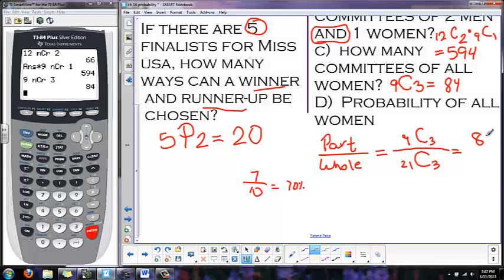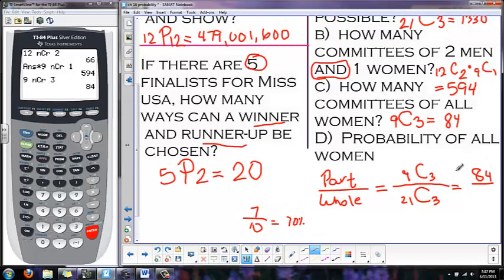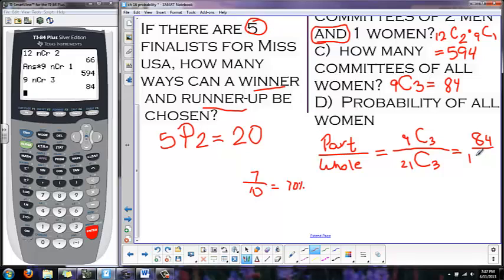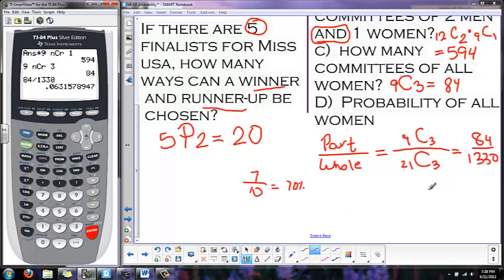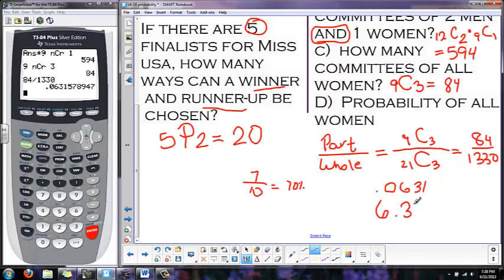This is 84, and that was 1,330. So to find the probability, you just divide those two numbers. 84 divided by 1,330 is 0.0631, and if you want to look at that as a probability, then you move the decimal over 2 places, and that's about 6.31% chance that that would actually happen.